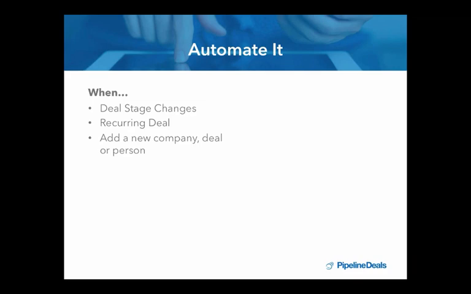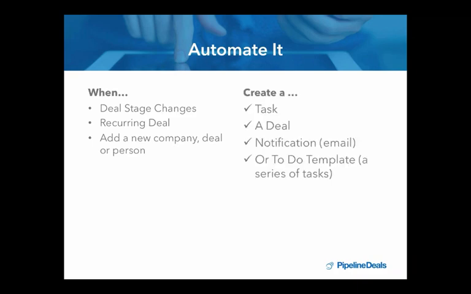So this gives you the ability to set a trigger in your system and determine the reaction based on your team's needs and your process. Some examples of triggers that you might use are when a deal stage changes, or when you need to set up a recurring deal, or you add a new company, deal, or person. Some of the things that you might want to have happen automatically are a follow-up task is created, that recurring deal is created automatically, an email notification is sent out, or a series of tasks is set up with a to-do template.